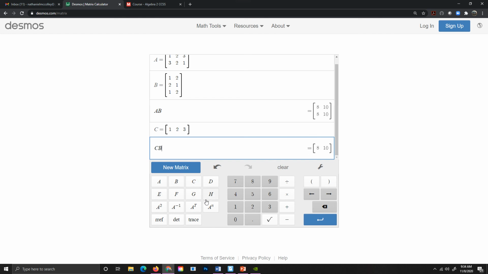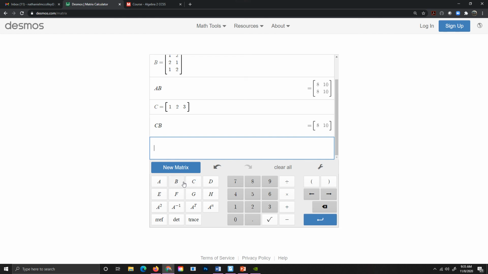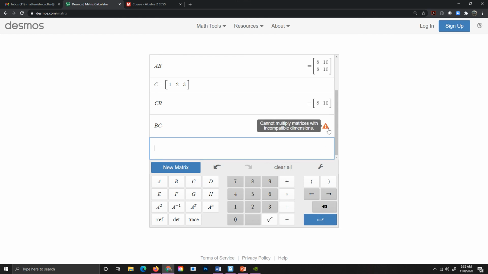So I can multiply. CB is multipliable because if I go a 1 by 3 matrix and a 3 by 2 matrix, that'll be multipliable. But if I go BC and try to hit enter, Desmos will give you an error here, and it says it cannot multiply matrices with incompatible dimensions, and so that's what Desmos is going to do.